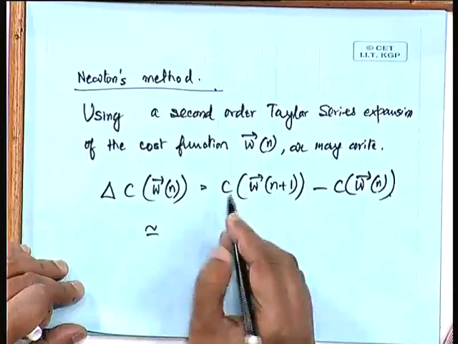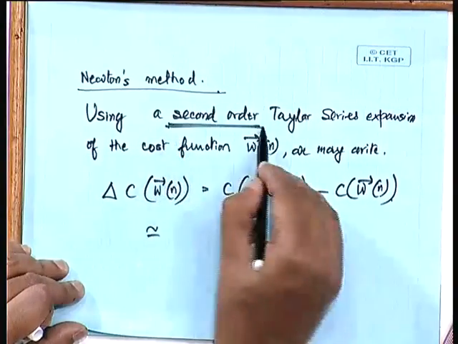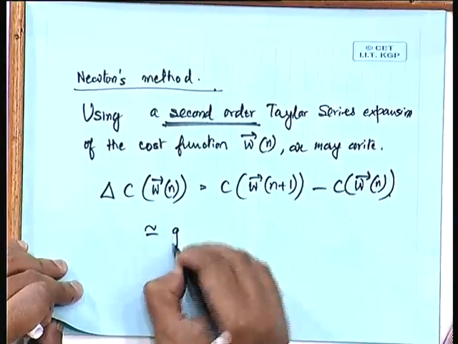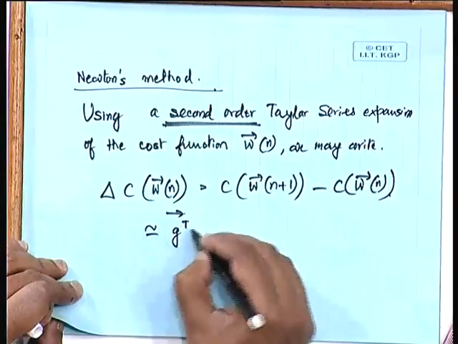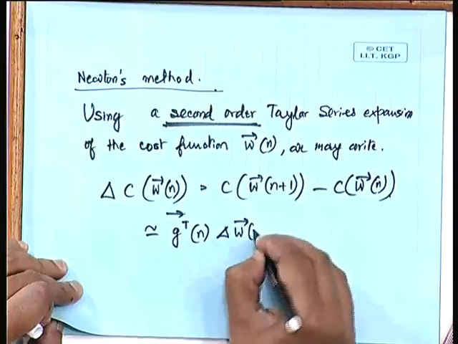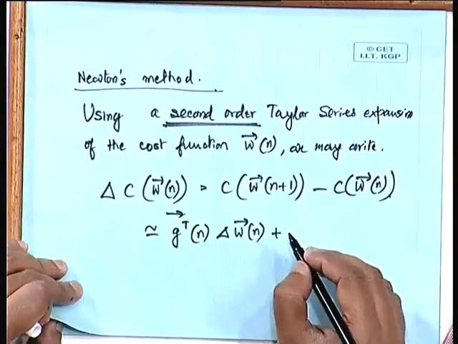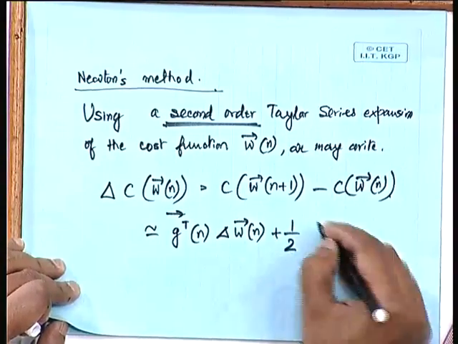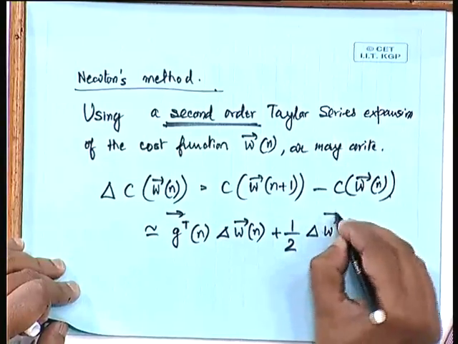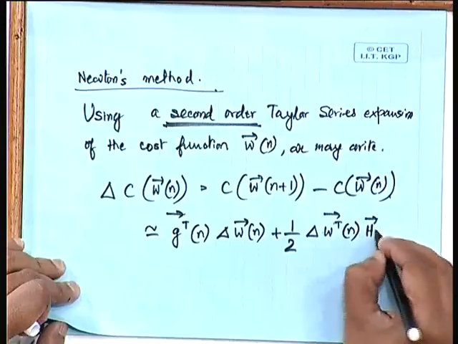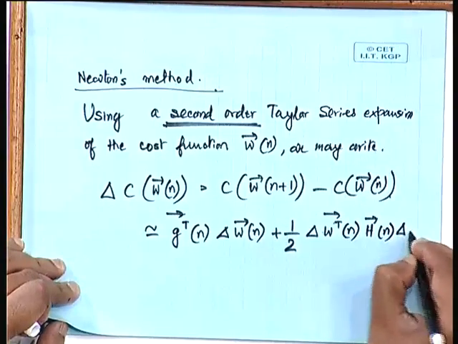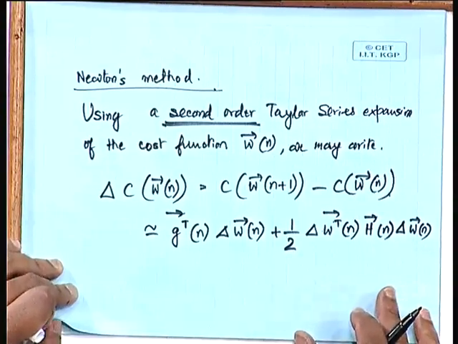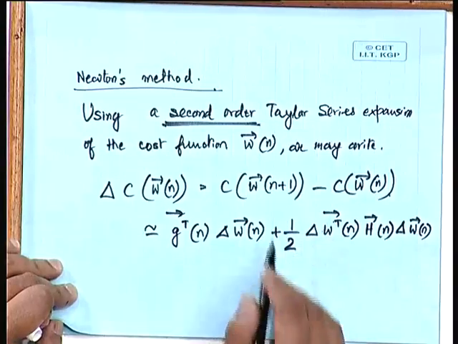We can approximate this, and again an approximation sign will be there, because after all it is a second order approximation; we are still neglecting the higher order things. So, this can be expressed as the first order term, which is simply G T n delta W n, the earlier expression that we got, plus the second order term. The second order term is expressed as half of delta W T n, into the Hessian matrix H n, times delta W n.